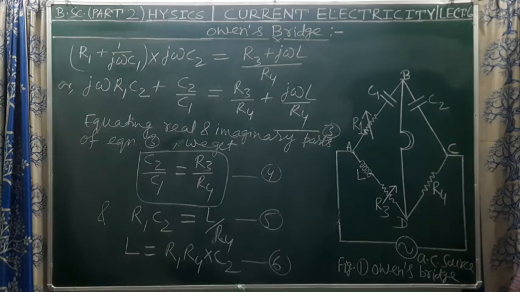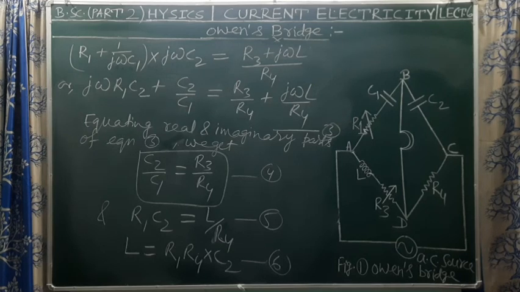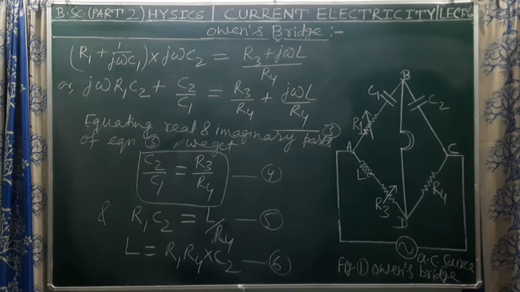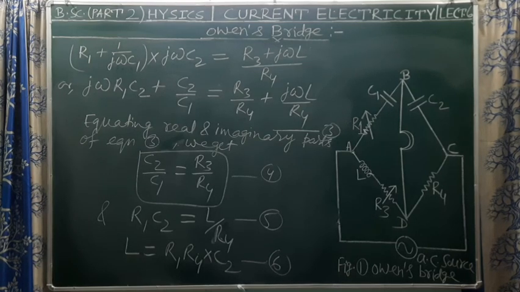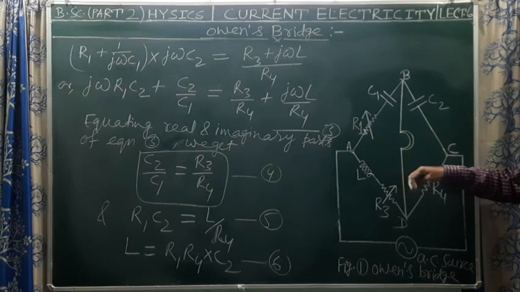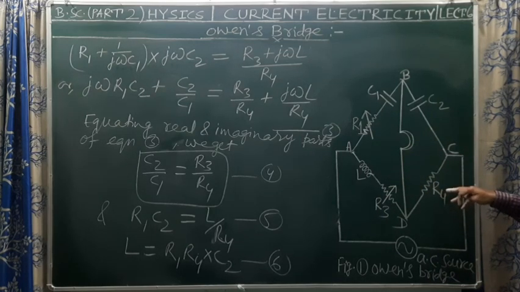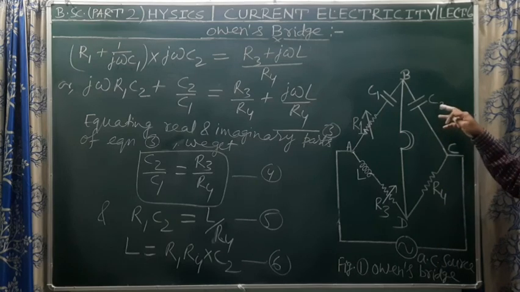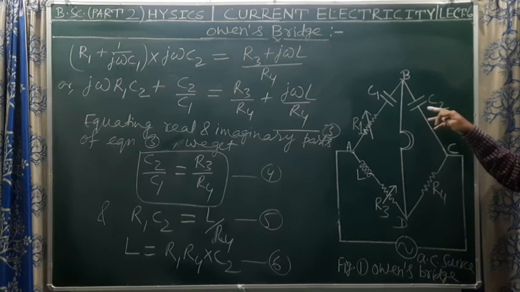And with the help of equation 6, capital L, that is the self inductance of the inductor, equals R1 multiplied by R4 multiplied by C2, that is we have obtained the inductance or self inductance in terms of the variable resistance R1, a fixed resistance R4 and a fixed capacitor of capacitance C2.